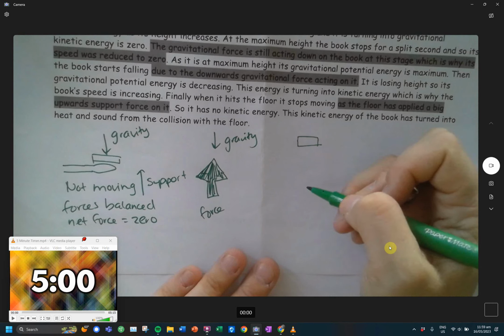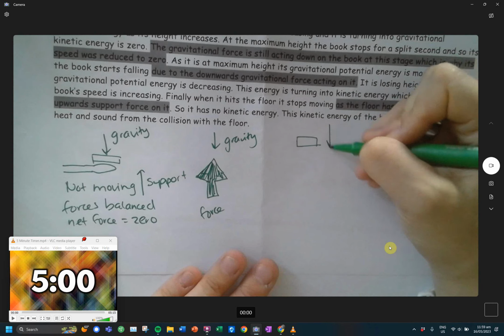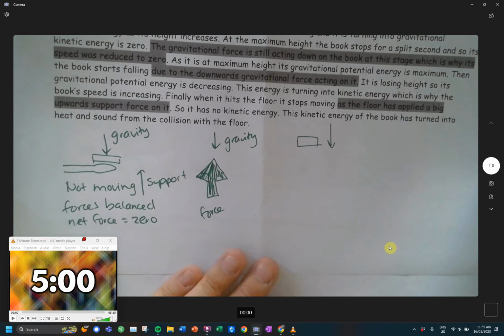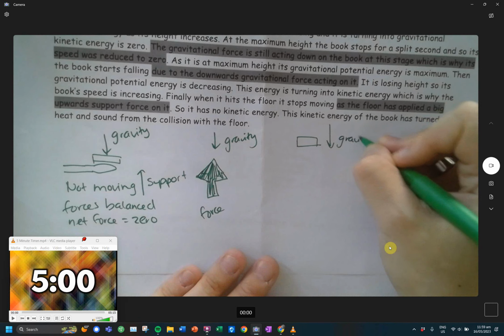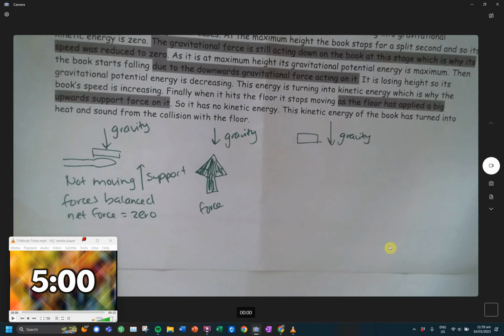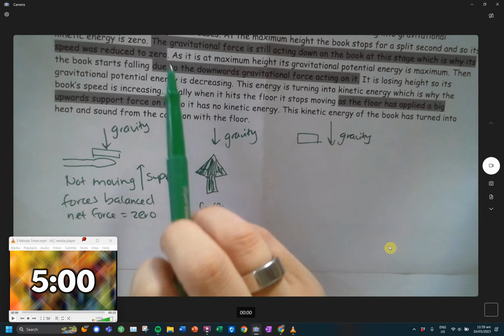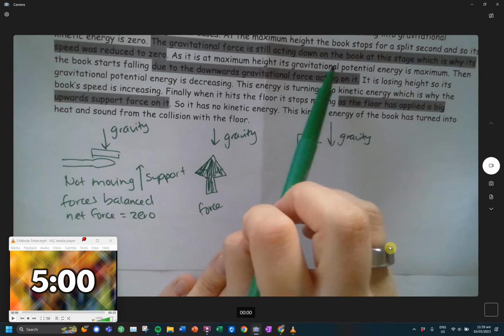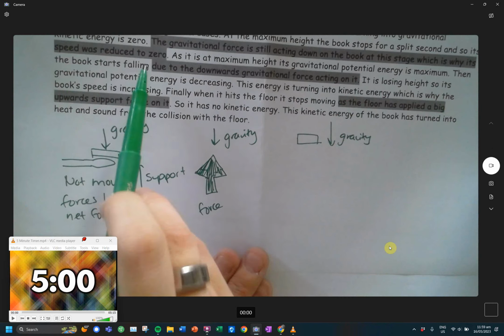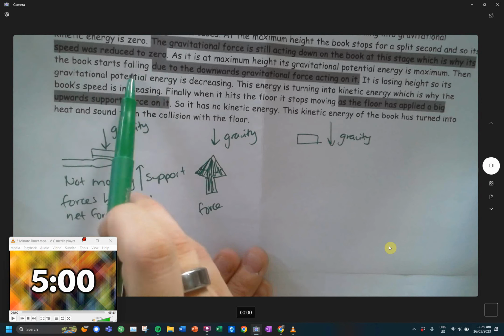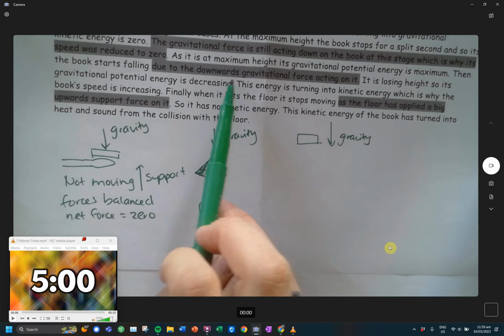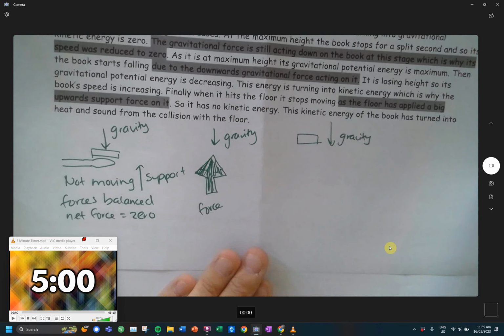But when it's at that maximum height, the gravity is acting on it and pushing it down. Now, since I don't have my hand there, is anything going to support it and prevent it from falling down? No, so it's going to keep falling down. So the gravitational forces are still acting on the book. At this stage, that's why the speed's reducing, and then we have the book starting to fall due to the downwards gravitational force acting on it.